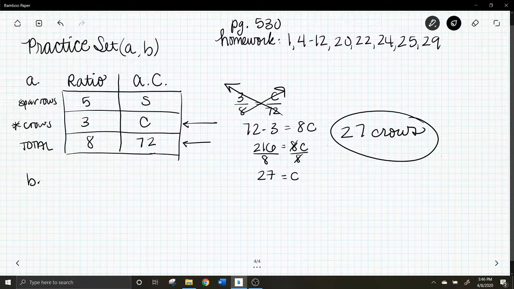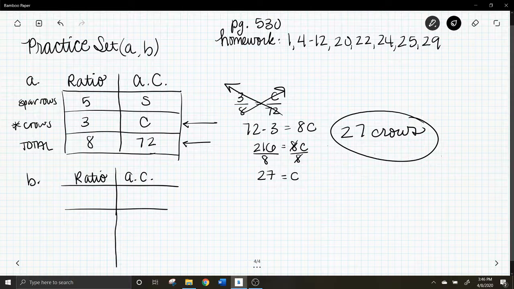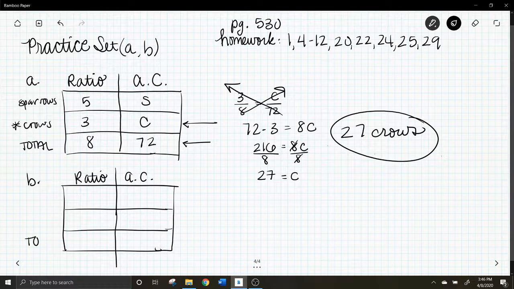All right, letter B. You need to make your ratio box. So ratio, actual count, that's what AC stands for. And then we have 3 rows here. All right, let's read that example. And I know I'm going to write total here. So honestly, this is the first thing you should do. You can draw your ratio box even before you read the question, because then you can fill it out as you read. Raisins and nuts were mixed by weight in a ratio of 2 to 3.